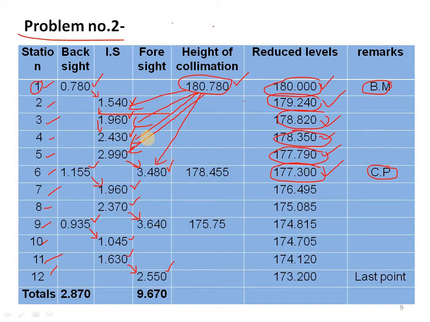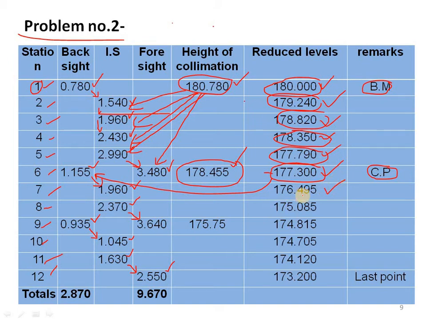Now as per the formula to get the height of the instrument, this 178.455, we have to do RL plus BS. RL, how much did we get? 177.300. So now do 177.300 plus 1.155. How much did you get? 178.455. So this is the answer. Which one do we have to take? We have to take this one.